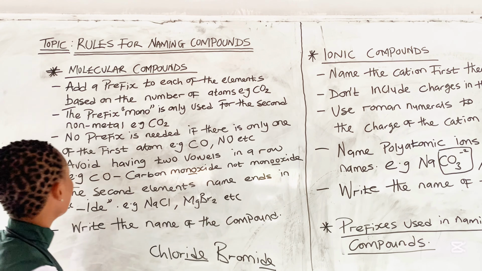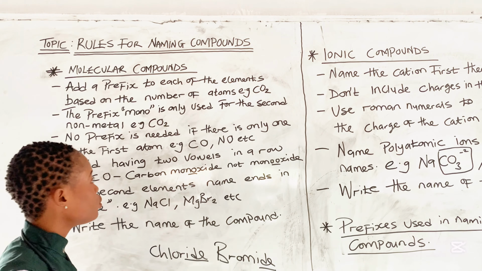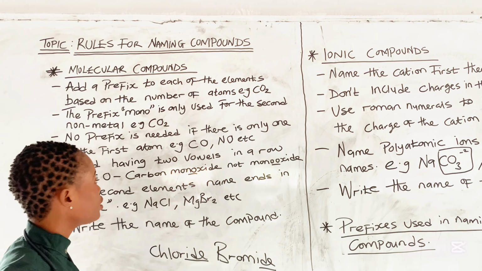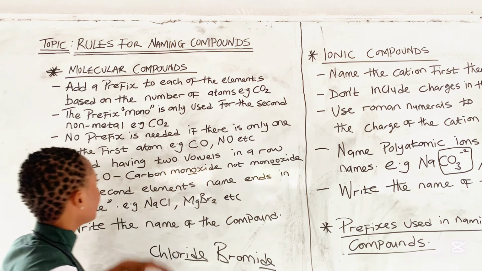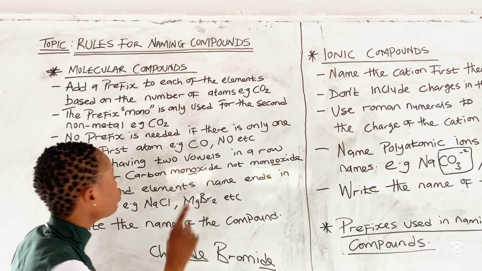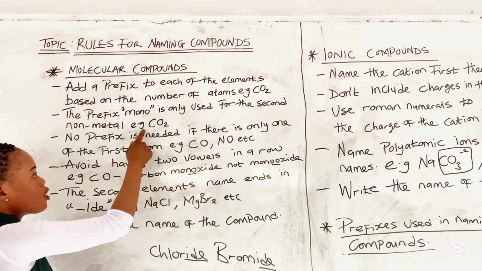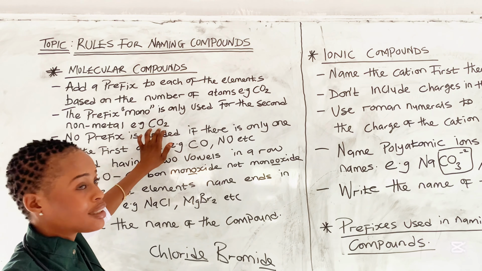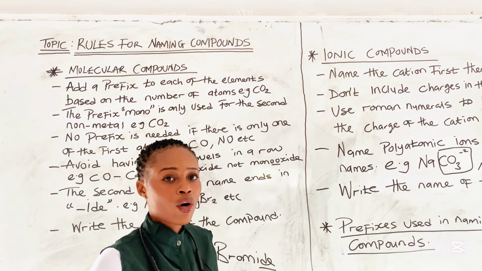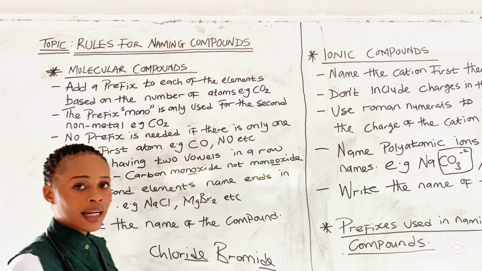For the second rule, we said the prefix mono is only used for the second non-metal, like in the case of CO2. So we do not use a prefix for the first element. There is nothing like monocarbon dioxide. A prefix is only used for the second element, which is usually a non-metal. So this is carbon dioxide. I hope you understand that.